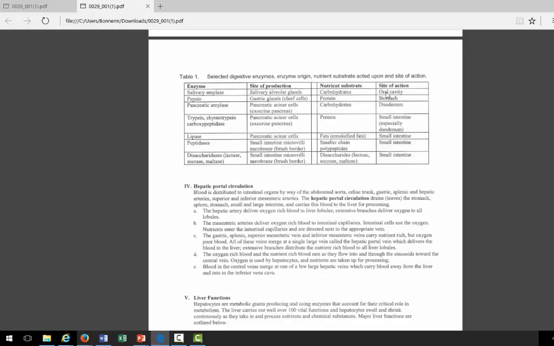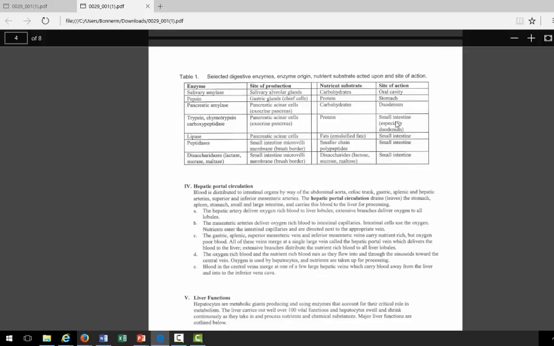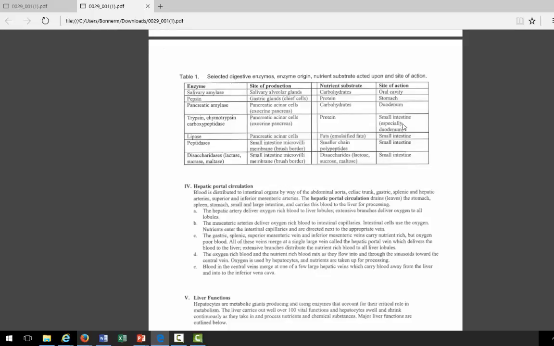So salivary amylase, we find that in the oral cavity coming from the salivary glands. Pepsin comes from the stomach. The duodenum is pancreatic amylase because the pancreatic duct leads to the duodenum. Trypsin, chymotrypsin, those act on the small intestine. Where does it come from? It comes from the pancreas. So if you look at where a lot of these three different groups of enzymes come from, they all come from the pancreatic acinar cells.